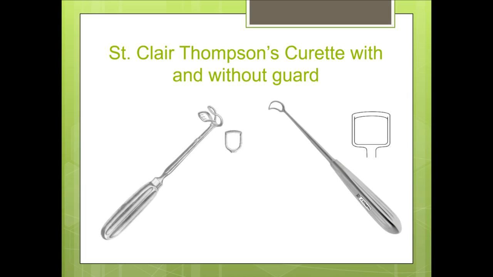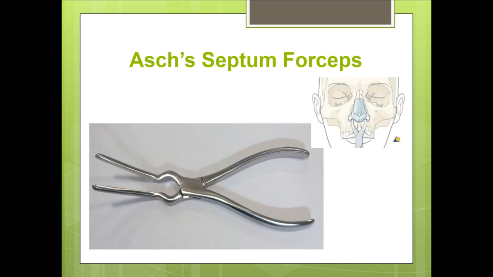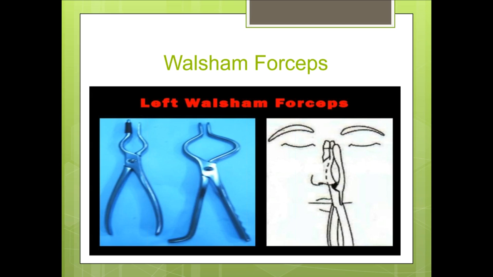During this curettage method, we will use these two instruments. This is the St. Clair Thompson's adenoid curette with guard or with case. This is the case or guard. This is the one without case. Initially, two or three times we will use this instrument with the guard, and finally the instrument without guard. This is the Asch forceps for septum fracture, nasal septum fracture.